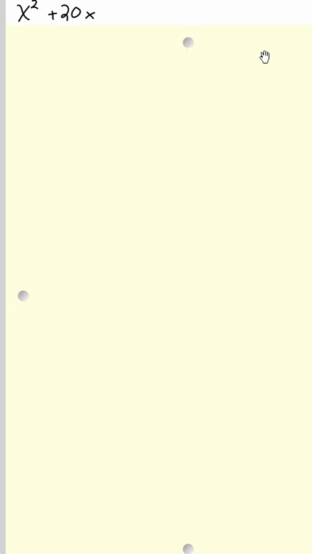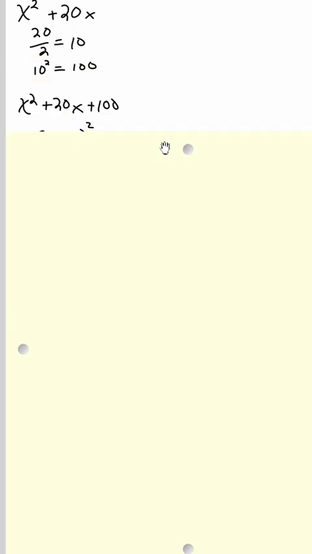Basically, there's a formula for completing the square, and let's look at this expression, x squared plus 20x. The formula centers around the coefficient before the x, which is 20. So you take 20, divide it by 2 to get 10. Then you take 10, square it to get 100. Now we add that to this expression to get x squared plus 20x plus 100, because now we can write it as x plus 10 squared.